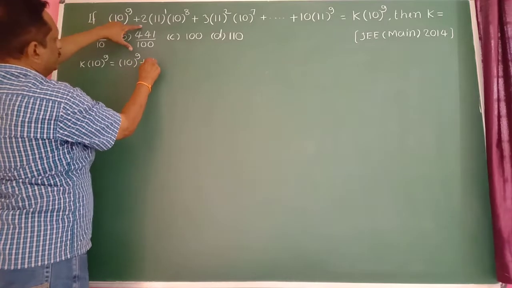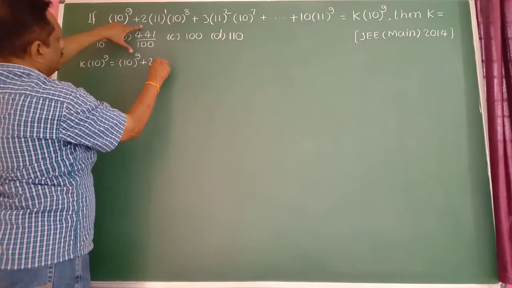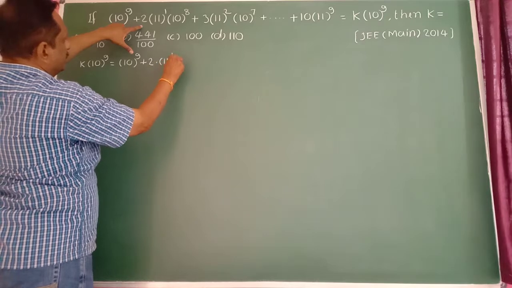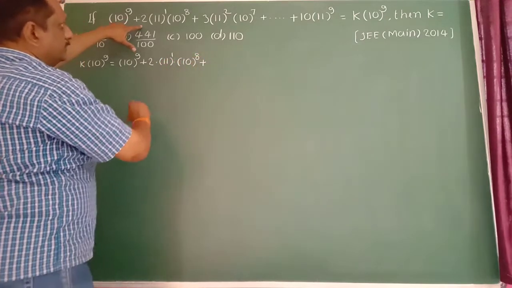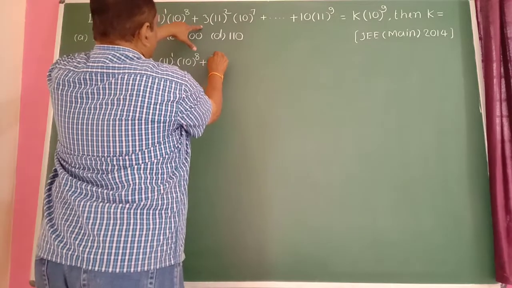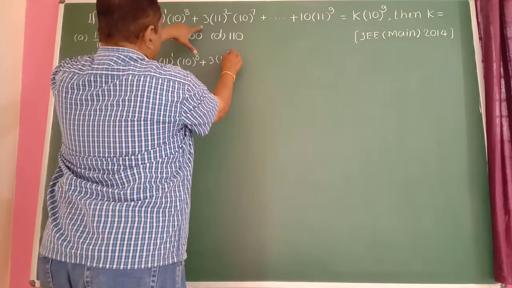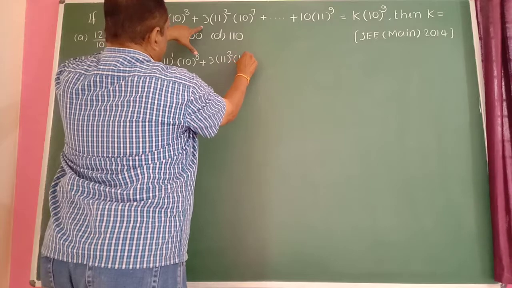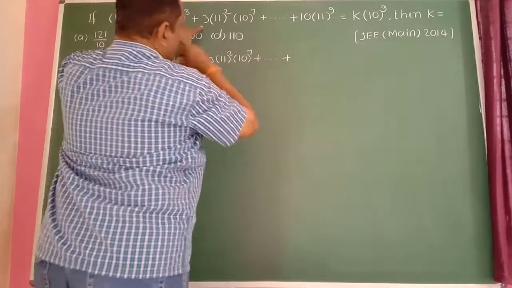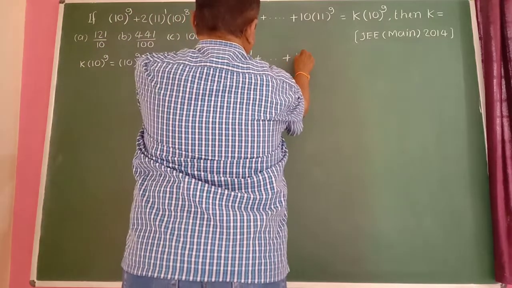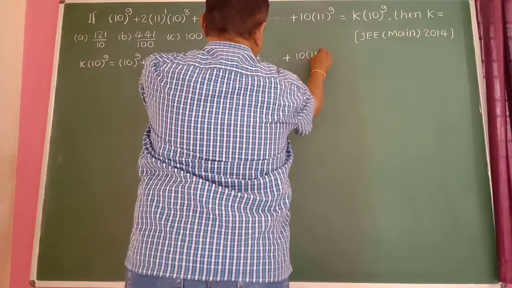plus 2 into 11 raised to 1 into 10 raised to 8, then plus 3 into 11 square into 10 raised to 7, and so on, plus 10 into 11 raised to 9.